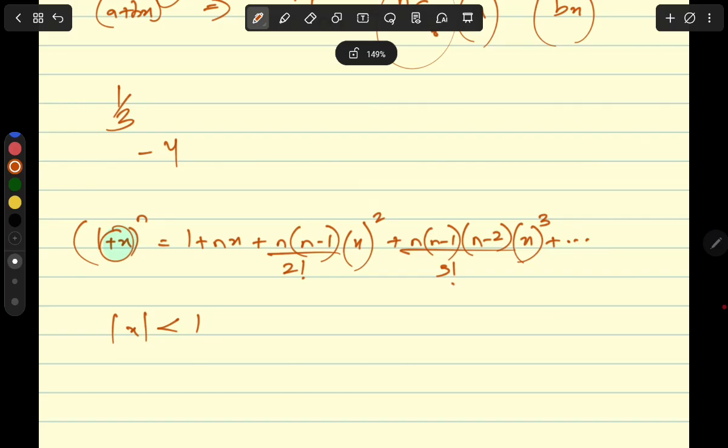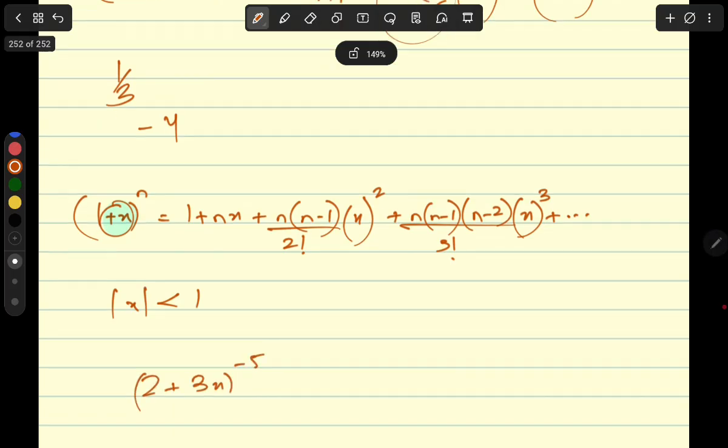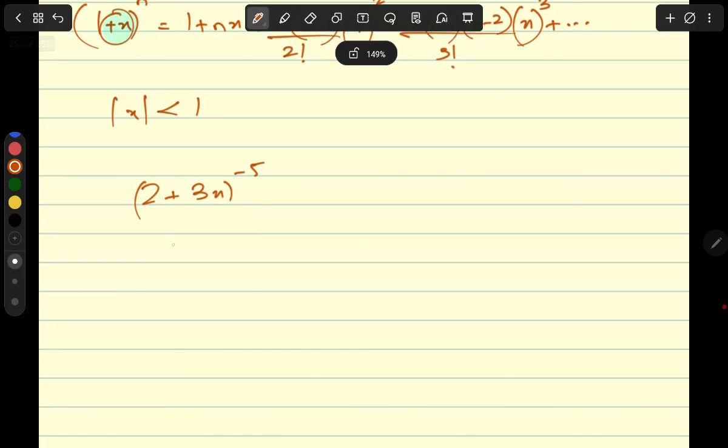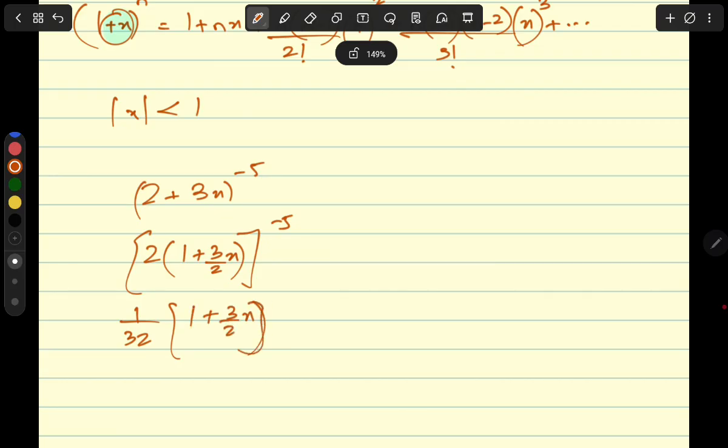Now ask yourself one more question. Does the expression already begin with 1? If yes, great. Use the formula immediately. If no, stop. So if you have 2 plus 3x to the power of -5, all you have to do is factor the 2 out first, so that this becomes 2 times 1 plus 3 upon 2x, and this entire thing is now raised to the power -5. Apply the power, so this becomes 1 upon 32, and this becomes 1 plus 3 upon 2x to the power of -5.